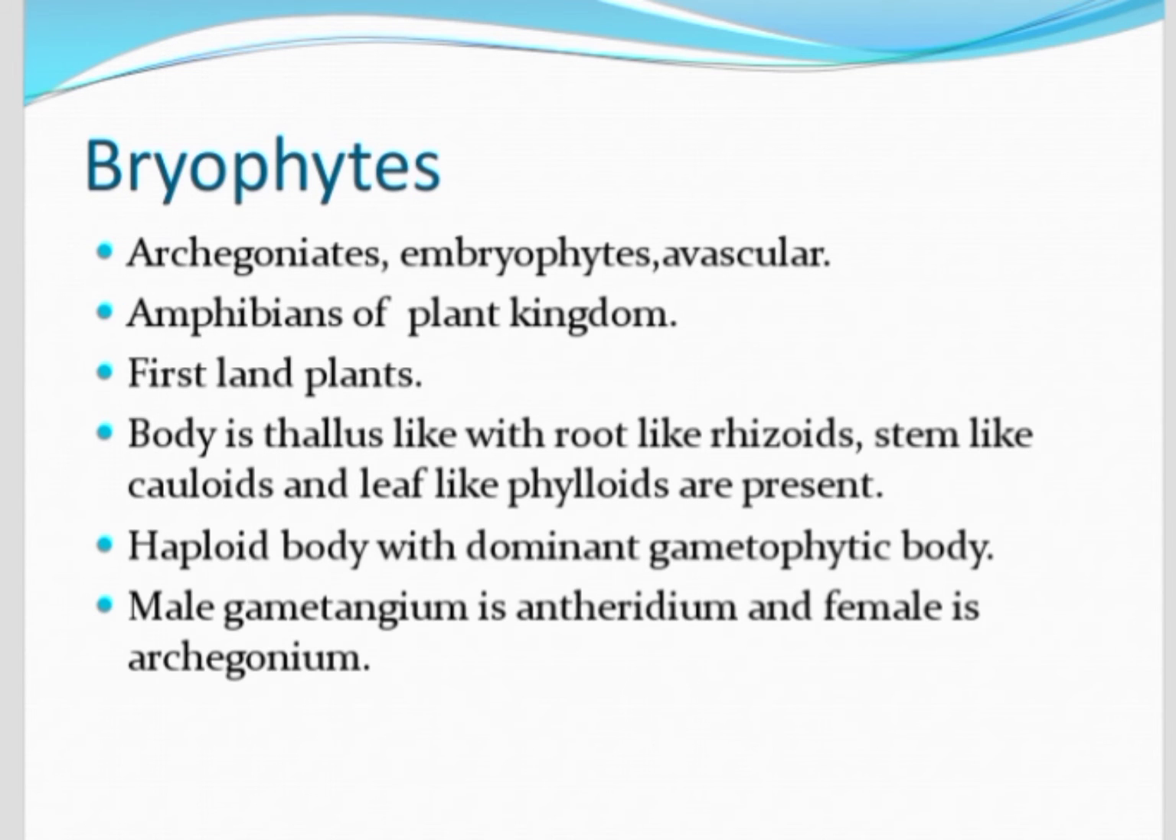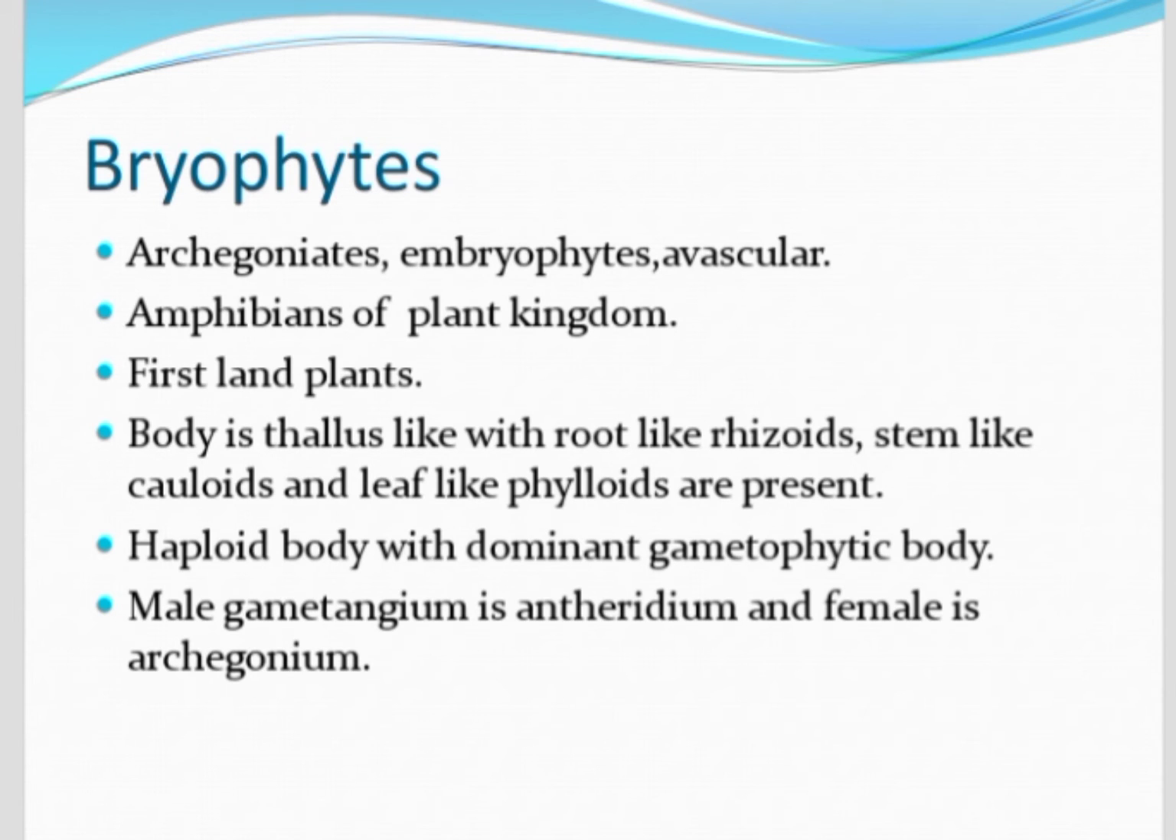Next, coming to the bryophytes. These are archegoniates, embryophytes, avascular plants and the amphibians of the plant kingdom, because they require both water and land for their survival. These are the first land plants. The body is thallus-like, with root-like rhizoids, stem-like cauloids and leaf-like phylloids. It is a haploid body with a dominant gametophytic body. The male gametangium is antheridium and the female is archegonium.